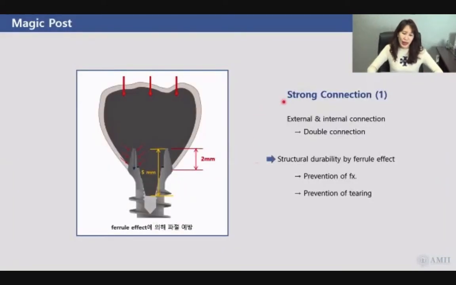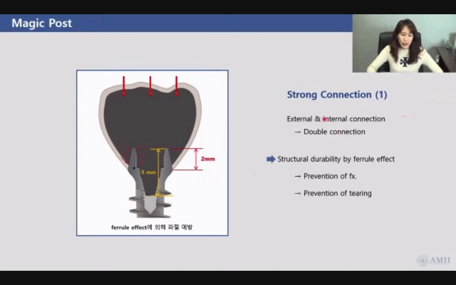Magic post has a very strong connection. It has both external and internal connection, so we call it the double connection.